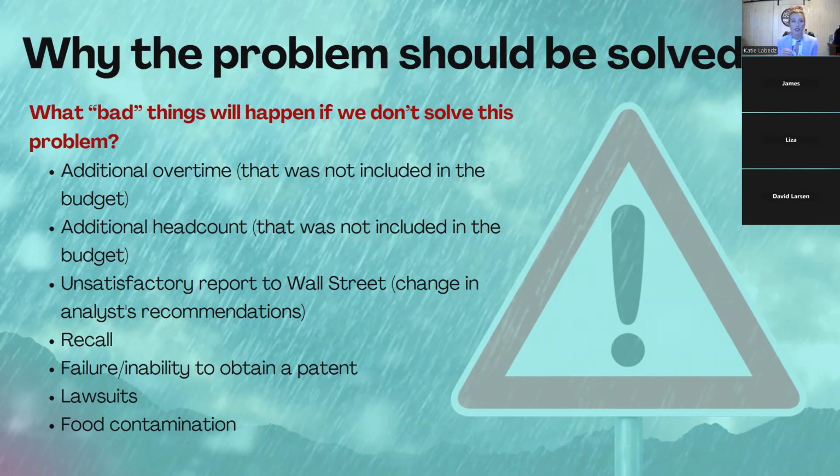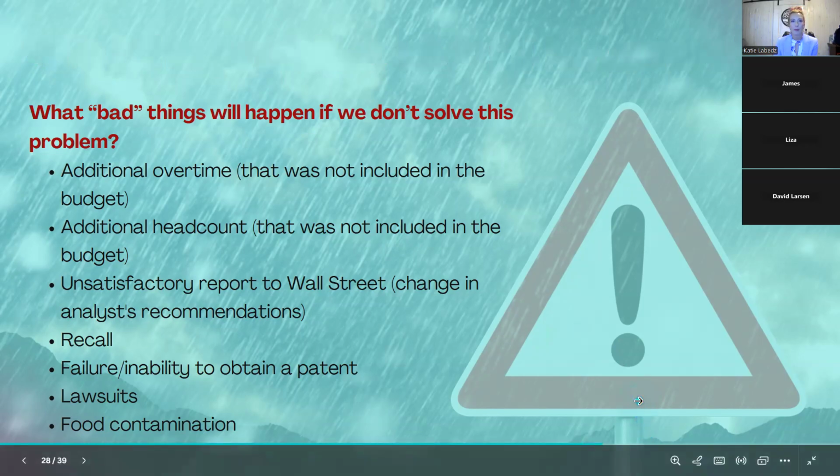Or in your project, a failure or inability to obtain a patent or renew a patent. Could be lawsuits, could be food contamination. So there's something bad that will happen if we don't solve this problem. And what is that bad thing? Now, again, bad is, as I listed, right, it is a quality of something, not a quantity of something. So you have to put some numbers that are associated with this. And that will help you write your statement.